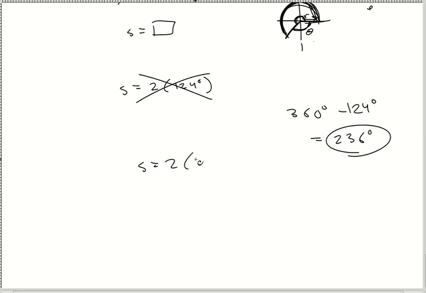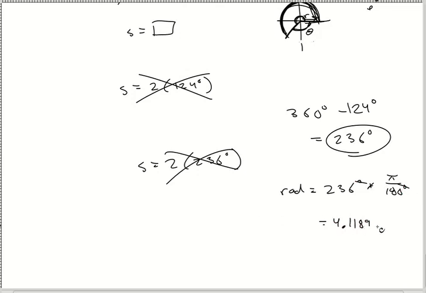So it's 2 times 236 degrees again, right? No, you need to have it in radians. So I'm going to convert over to radians by saying the 236 degrees times pi over 180. Again, notice my degree symbols are going to cancel. And let's just go ahead and put this into decimal form, 4.118977. Should be good enough. Cool. So that's my radians now.